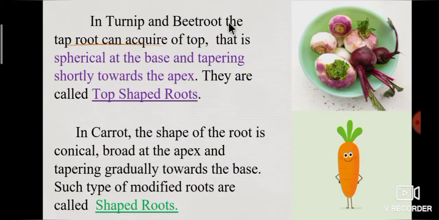In turnip and beetroot, the taproot occurs like a top, that is spherical at the base and tapering shortly towards the apex. They are called top-shaped roots. In carrot, the shape of the root is conical, broad at the apex and tapering gradually towards the base. Such type of modified roots are called conical roots.